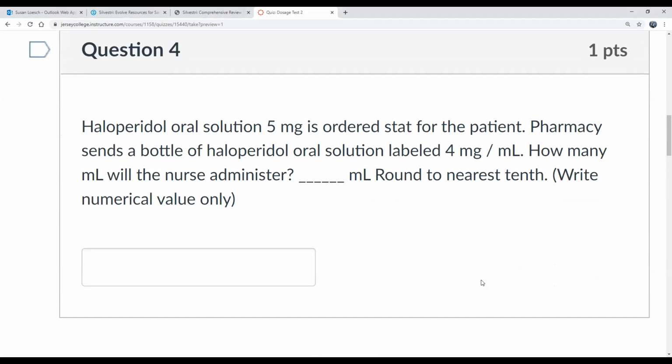So for this one, we have ordered 5 milligrams, and what you have on hand is 4 milligrams. So how much are you going to give? So 5 divided by 4 is 1.3. Okay.